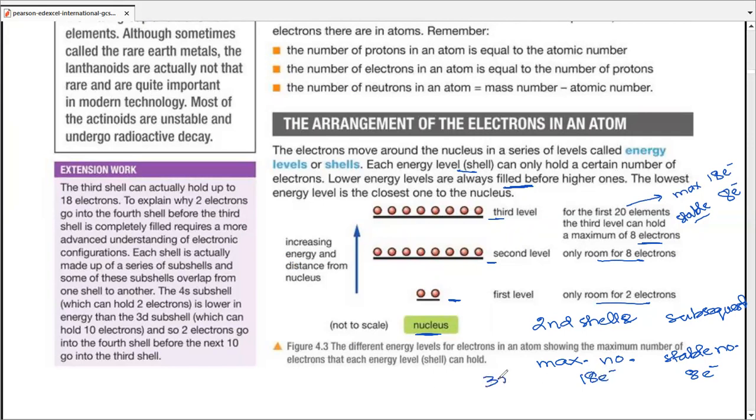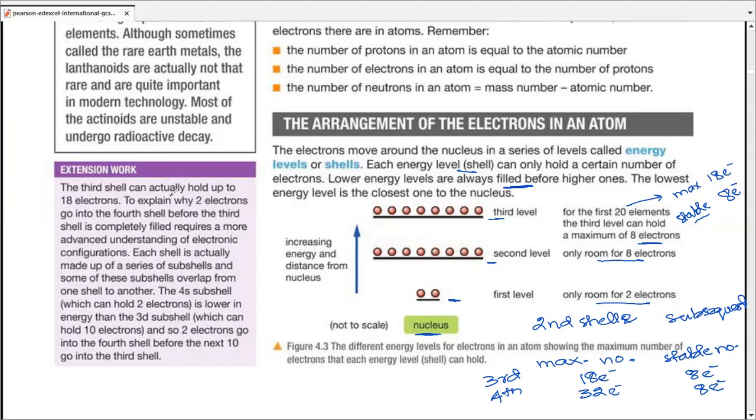For example, the third shell can contain a maximum of 18 electrons, but becomes stable at 8, which means after putting 8 electrons, don't put any more. Start filling the fourth shell. And if we talk about the fourth shell, it can contain a maximum of 32 electrons, but as soon as it has 8 electrons, you can start filling the next one. So actually, the stability number is the number of electrons by which a shell is stable, and you can start filling the next shell without completely filling the previous one.